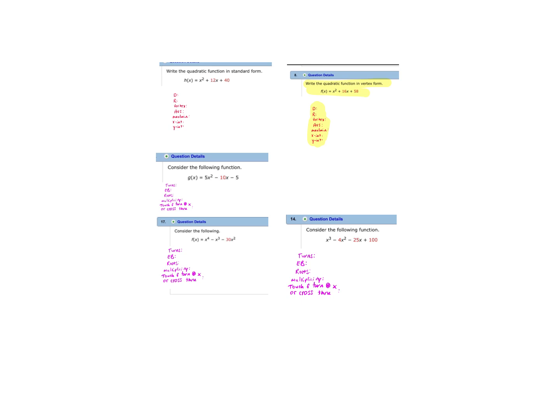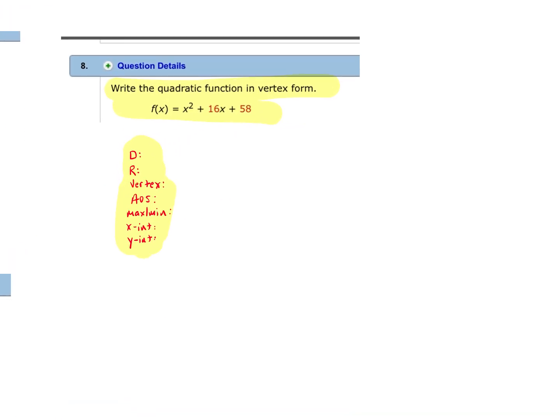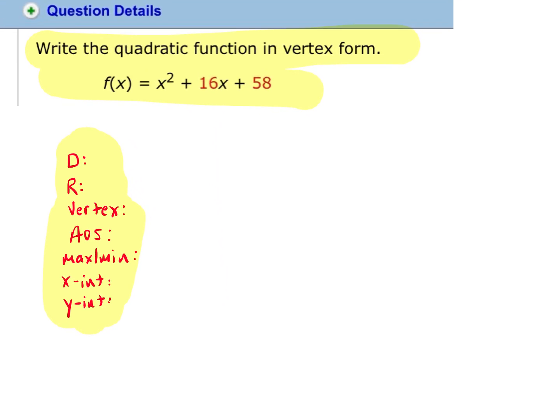All right, so we're going to start with number 8 on the first page. So this is just classwork. You guys still have the WebAssign to do for homework. So let's take a look at number 8. We want to write the quadratic function in vertex form, and then we want to find the domain, range, vertex, axis of symmetry, max and min, x-intercept, and y-intercept.